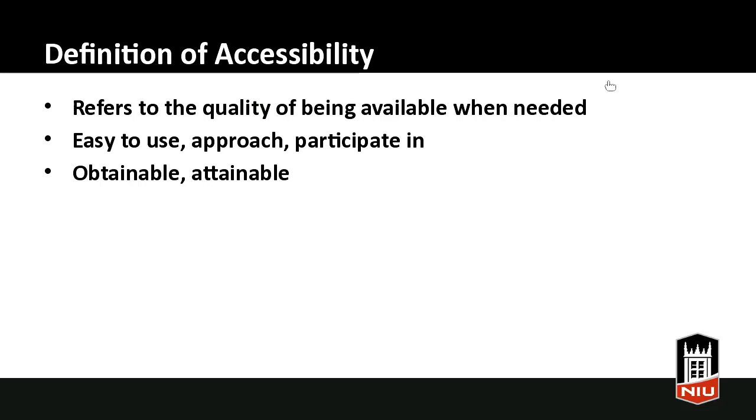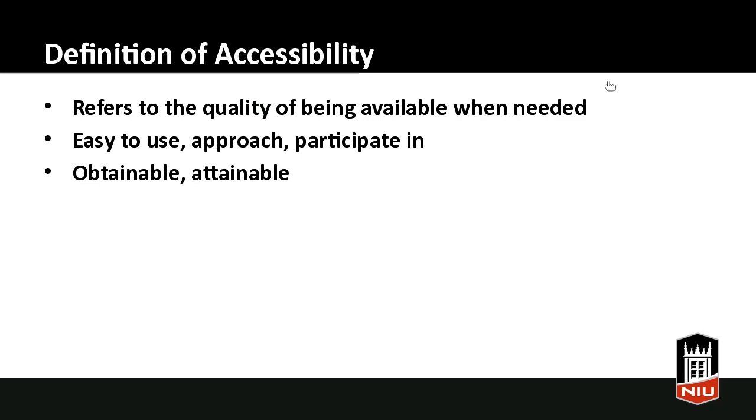So what do I mean by that? Well, obtainable ties back a little more to that ease of use. Can the students have access to our materials, and how obtainable, maybe on a scale of 1 to 10, are they? But also, is your course attainable? And that has to do with, can the students reach the goals that you have for them? Can they attain a high level of achievement?